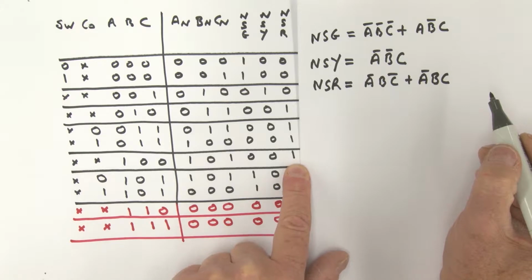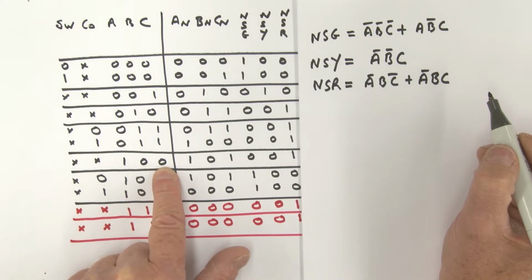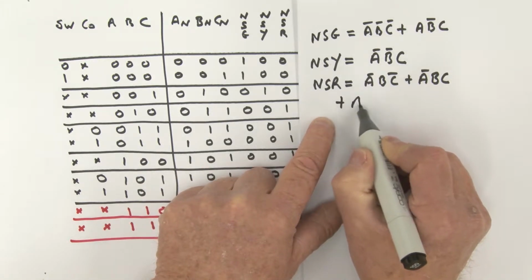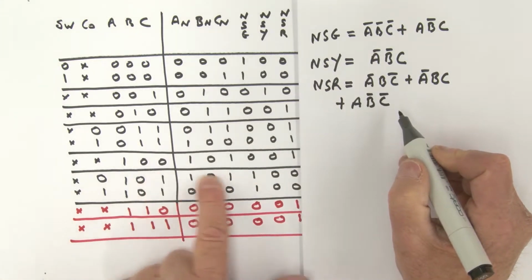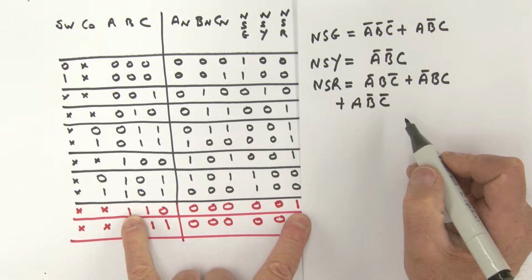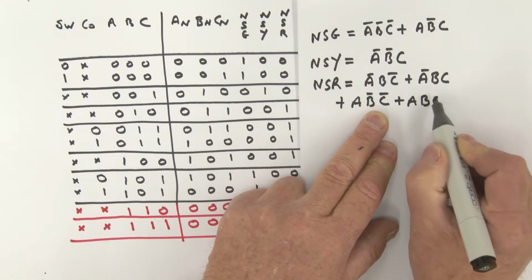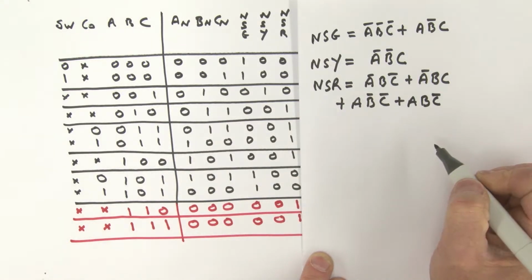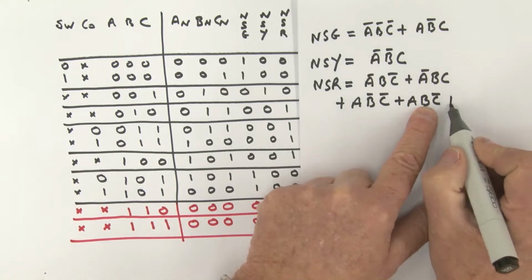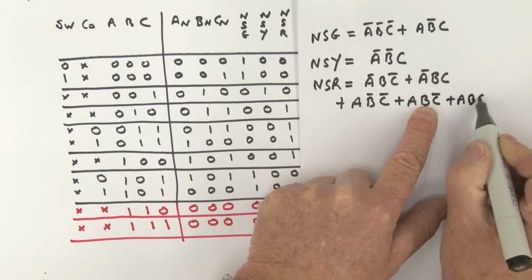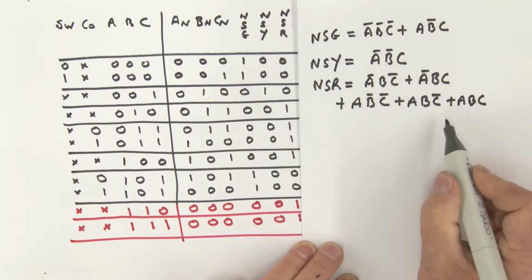Where else have we got it? Well, we've got it occurring here, haven't we? So that's A, B bar, C bar. Anywhere else? Yes, here. That's A, B, C bar. And finally, we've got it occurring here in the A, B, C state. So that's or A, B, C. Now, you would think that we should be able to minimize this.